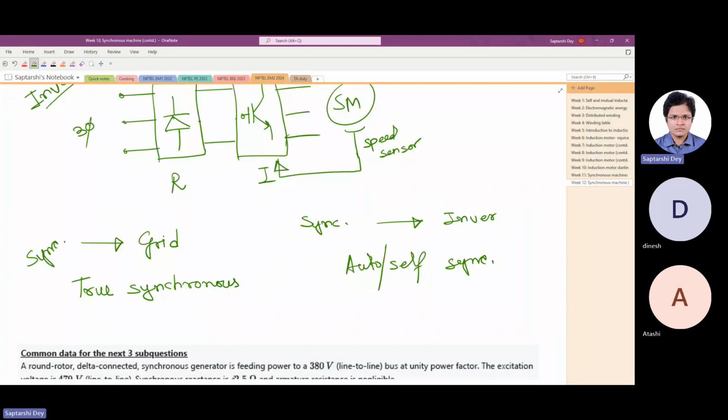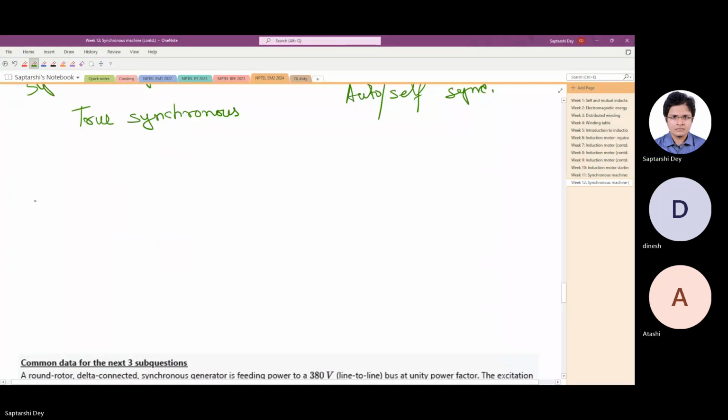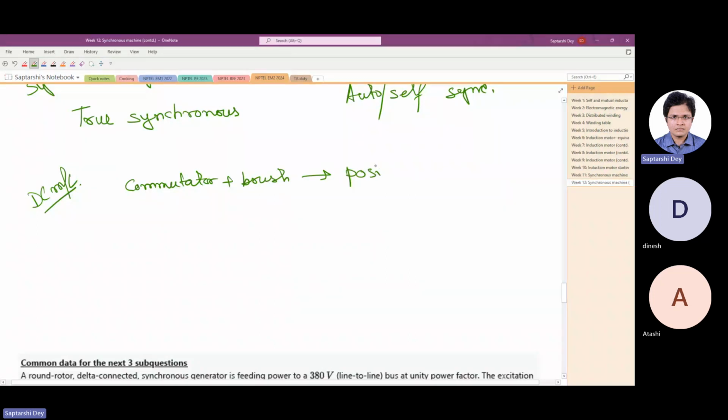The DC machine, actually these discussions will keep on going. The DC machine also has a position sensor. Where is it? Did you see a position sensor in a DC machine? Actually, the commutator brush gear arrangement in a DC machine is a pseudo position sensor of the machine.